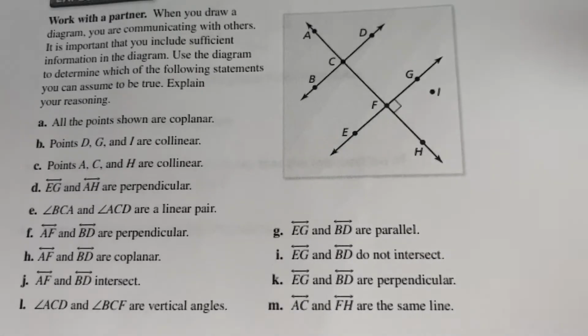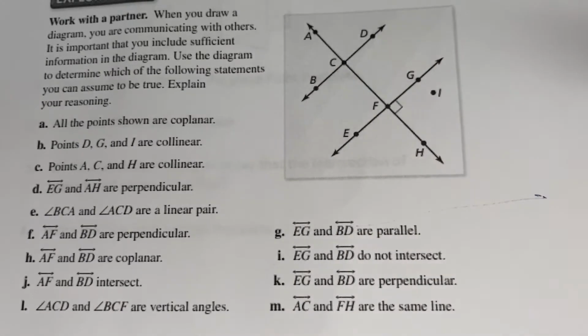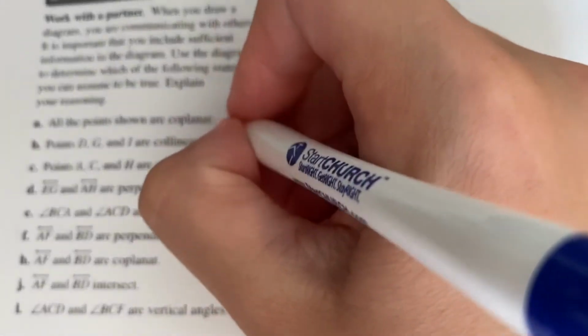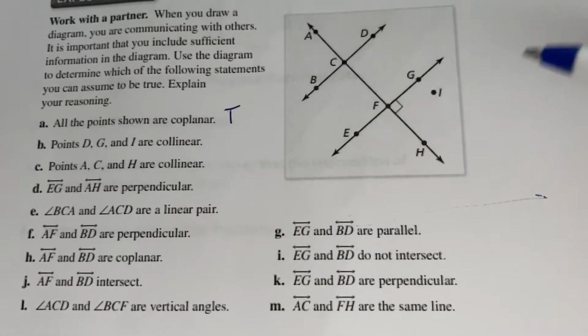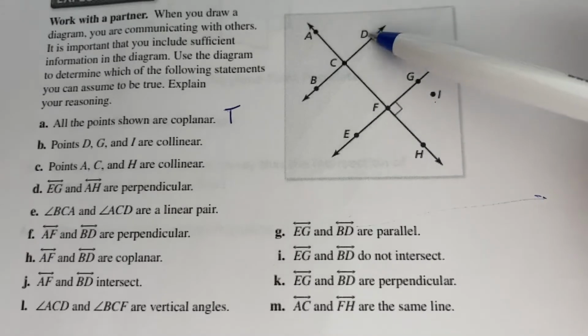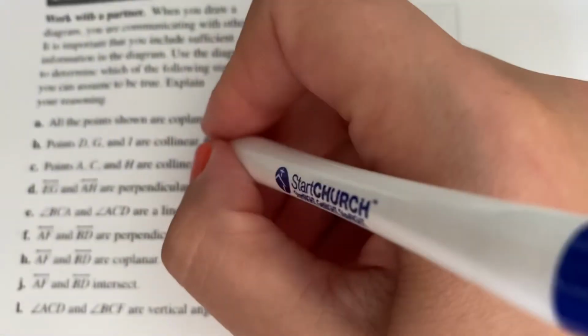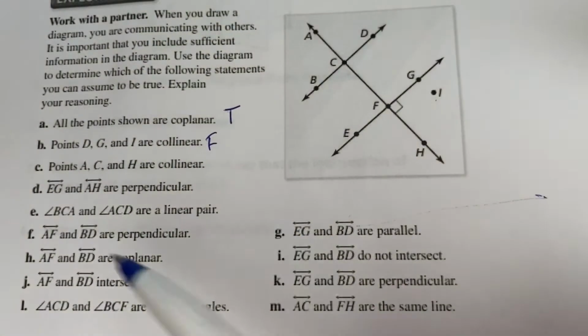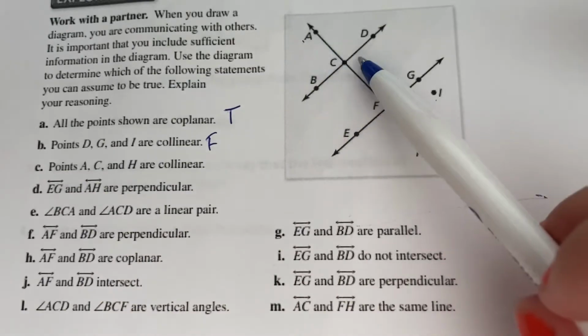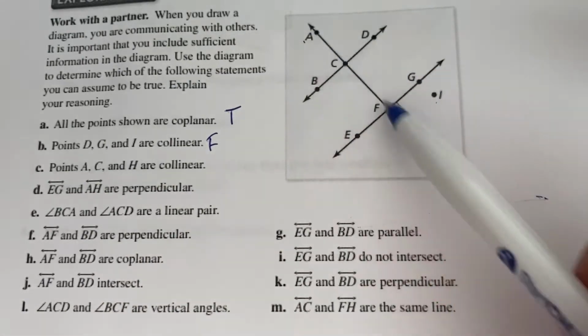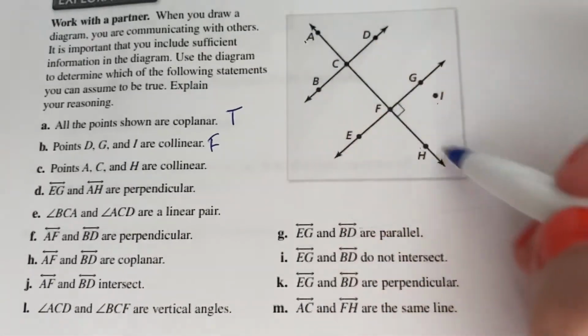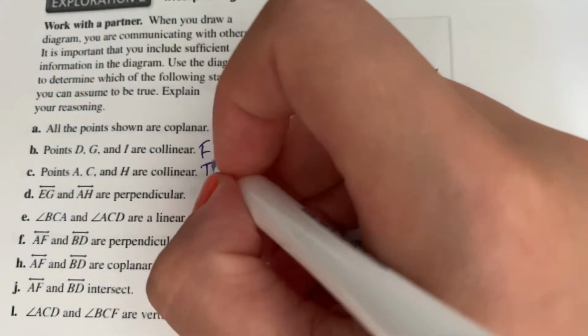Okay, all points shown are coplanar. Okay, so this is a plane on this outside, so true. All of them are coplanar. All right, points D, G, and I are collinear. Okay, are these all on the same line? No, so false. All right, points A, C, and H are collinear. Yes, right, A, C, and H are all on the same line. So true.